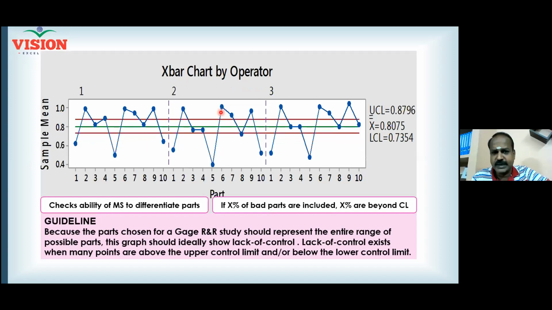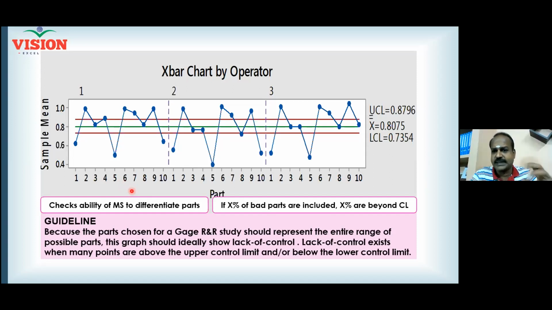X bar chart by operator. It checks the ability of the measurement system to differentiate parts. Now, always, I recommend to all of you, whenever you are conducting a measurement system analysis, you take at least 10 parts like this. Then only your NDC will improve.